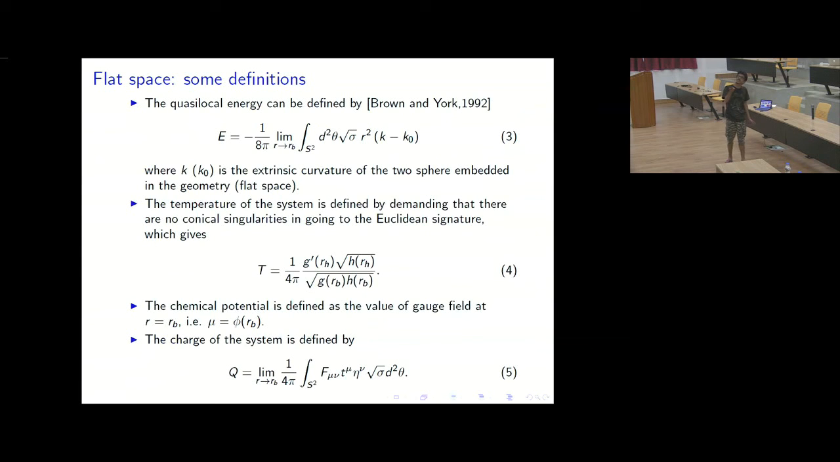Some more definitions: the quasi-local energy can be defined using the Brown-York definition at R equals R_B this way, where K is the extrinsic curvature of the 2-sphere embedded in the relevant geometry, and K_0 is that of flat space. So it's just a background subtraction scheme. The temperature for the metric that was given earlier, with the rescaling done so that the time circles are the same at R equals R_B, will yield a temperature that is given in general in such a form. The chemical potential is just defined to be the value of the gauge field at the boundary, and the charge is defined using the following.